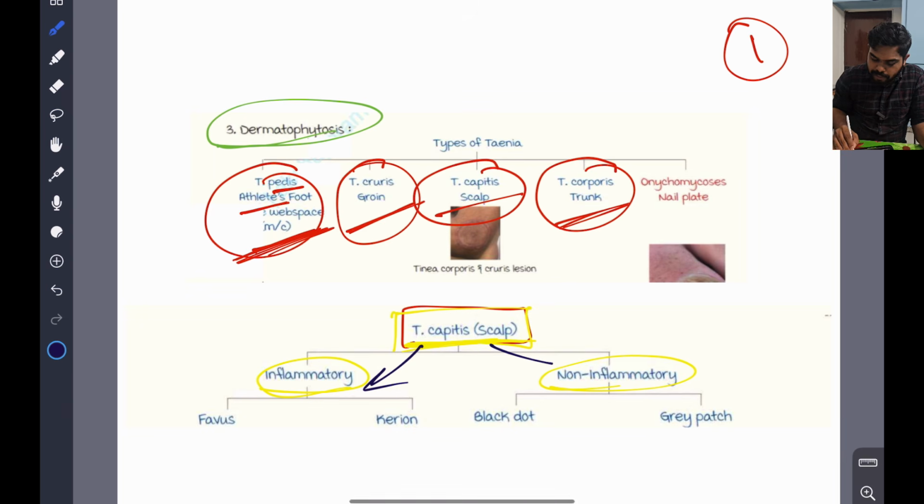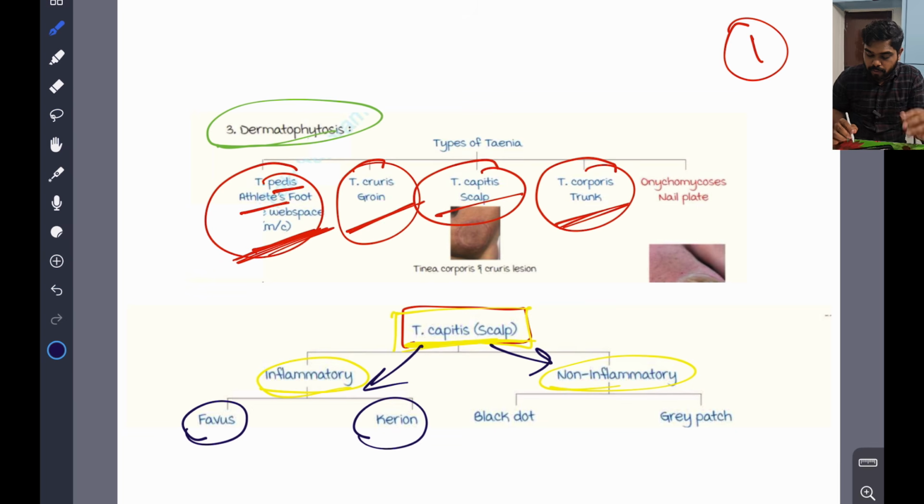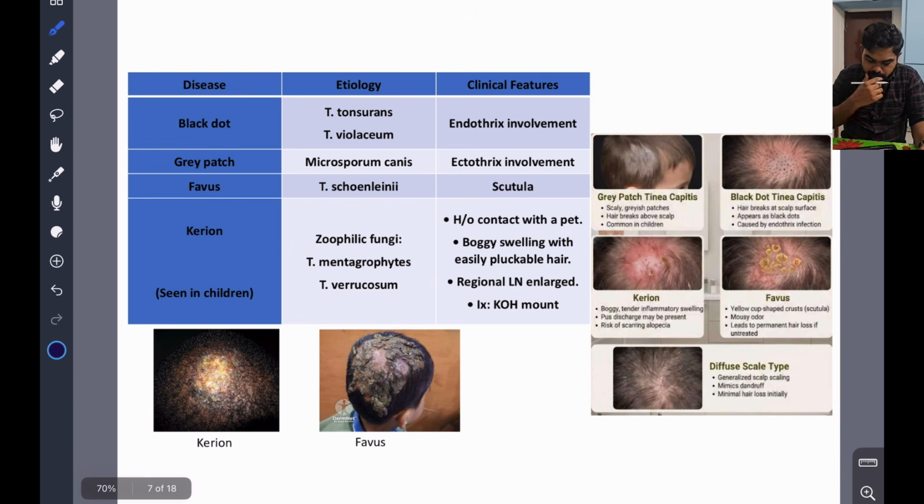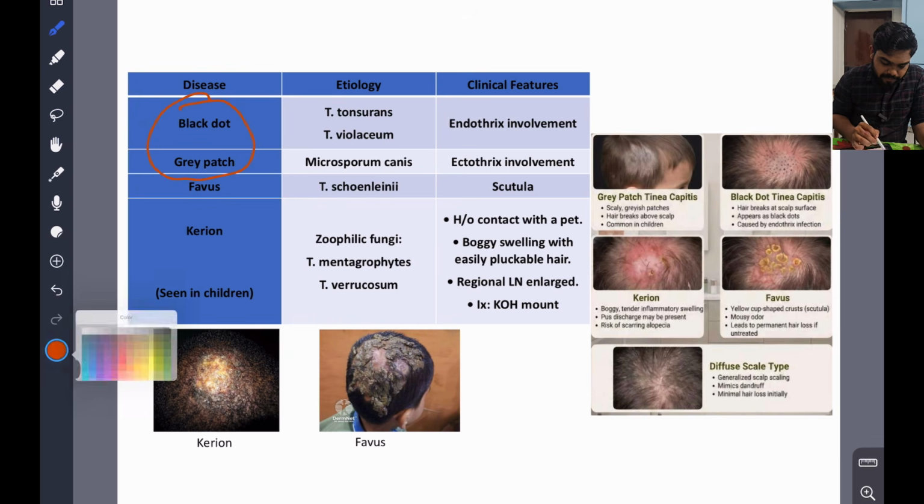We have inflammatory and non-inflammatory. In inflammatory, we have favus and kerion. Favus and kerion. And in non-inflammatory, we have black dot and gray patch. Okay. Now we are going to see the images, then you will understand. Tinea capitis: non-inflammatory, we have black dot and gray patch, and inflammatory, we have favus and kerion. Now you come and see, everything is there, very simple. You can see the images also I kept. It is very important.